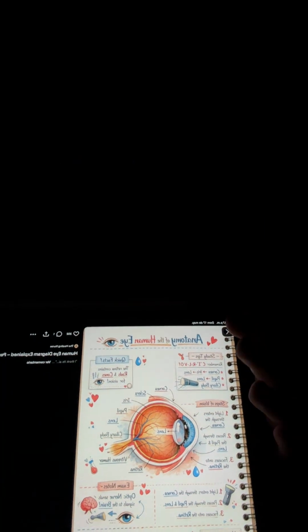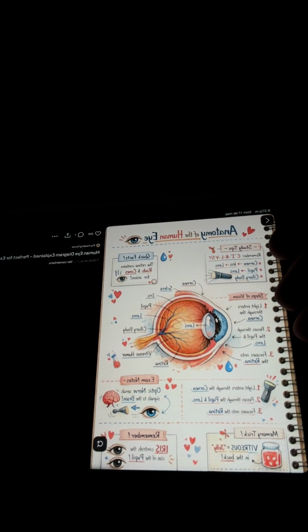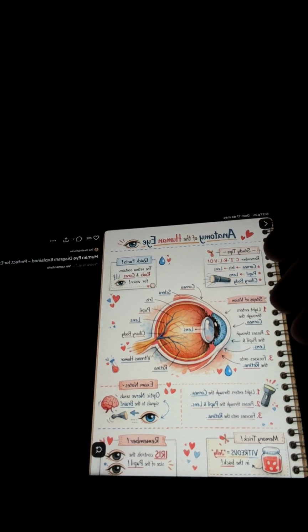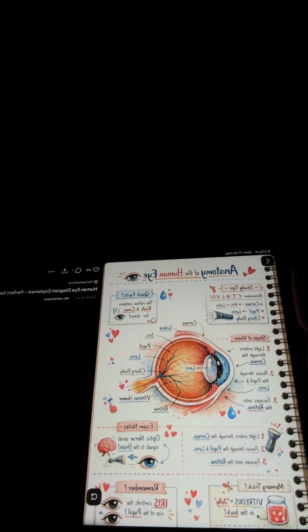So, the orbit protects the eyeballs and provides attachment points for the muscles that move the eye. It is formed by several bones, including the frontal, sphenoid, zygomatic, maxillary, ethmoidal, lacrimal, and palatine bones.